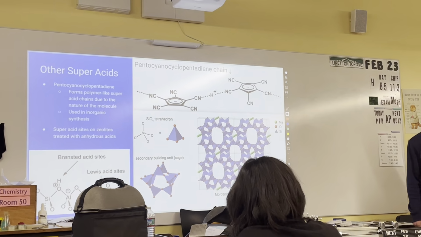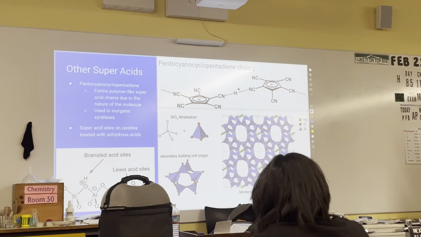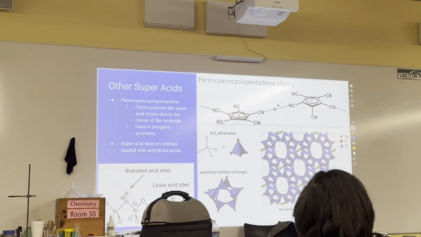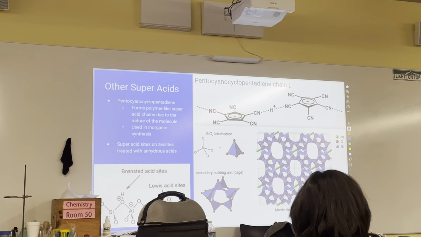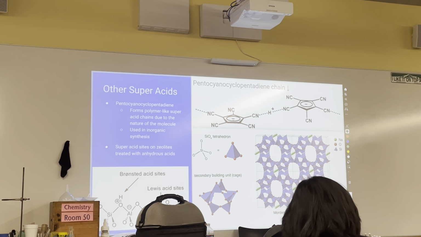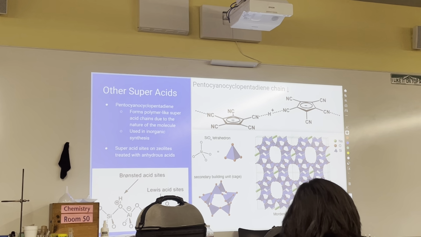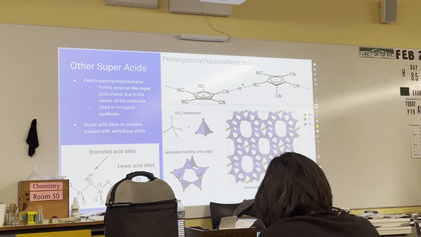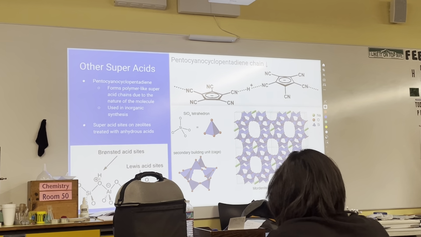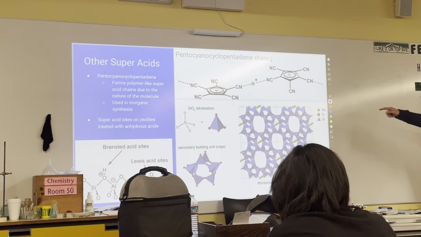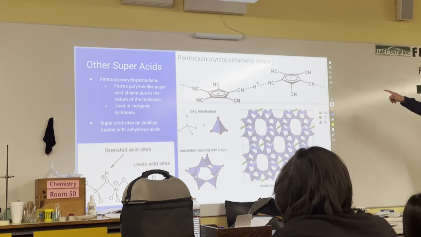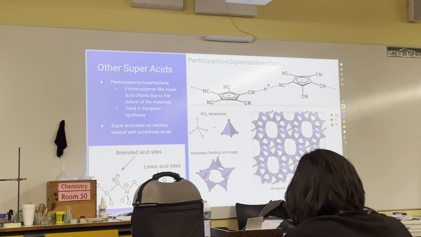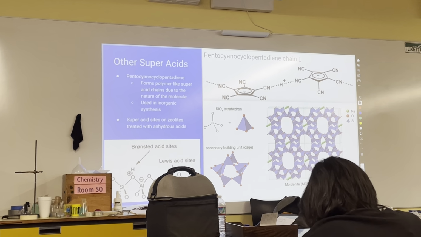It's kind of hard. Okay, so other superacids. We have pentacyanocyclopentadiene, the molecule on top. I'll break this down since that's a mouthful. Normally you wouldn't expect it to form polymer chains, but this is almost like a plastic acid. It forms polymers with itself: the acidic hydrogen of one is protonating the nitrile group of another, and it forms really long chains. This is used in inorganic synthesis because they're weakly coordinating, so that's useful there.